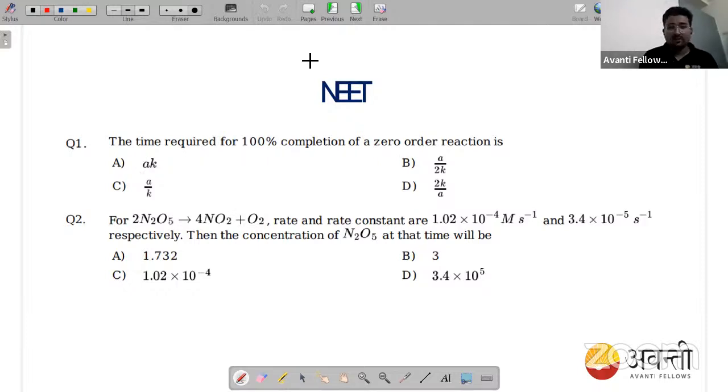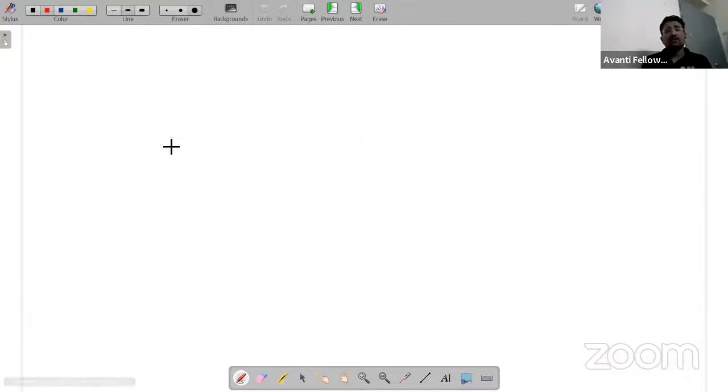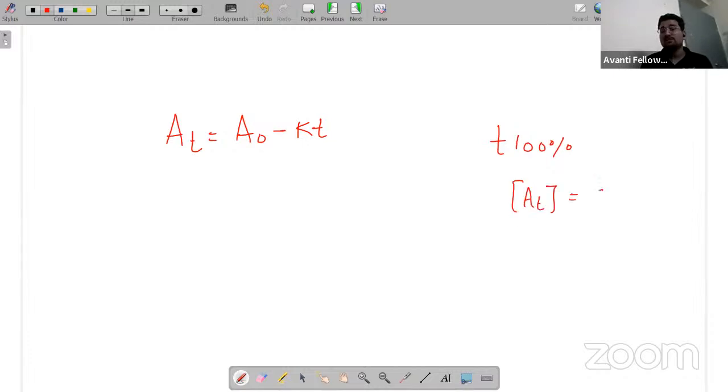Okay, so in this question it is given the time required for 100% completion of a zero order reaction. That is a very simple question that we all know. We have to calculate the 100% completion time for a zero order reaction. Let's start. See here, we all know that for a zero order reaction, At equal to A naught minus kt. That we all know. Now we have to calculate the time for 100% completion. That means when the reaction is 100% completed, the final concentration becomes 0.